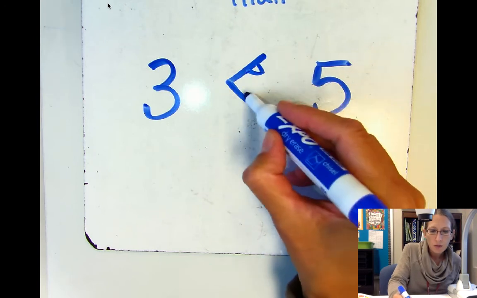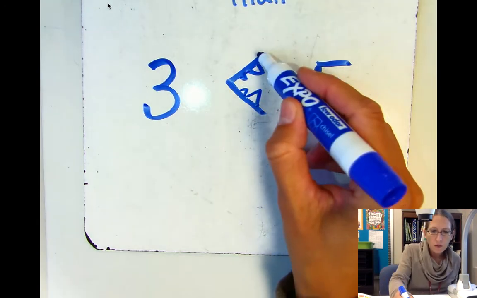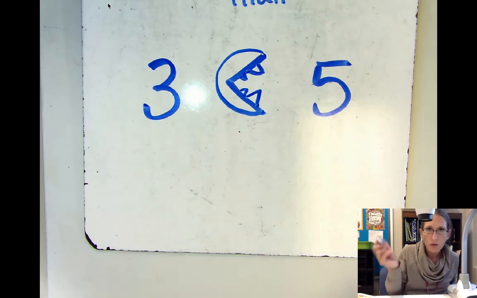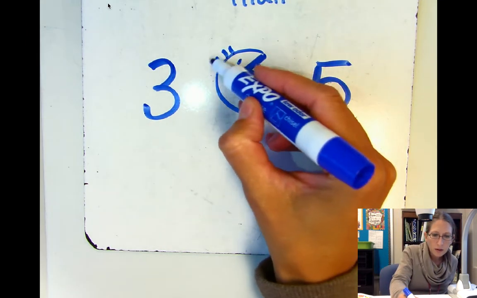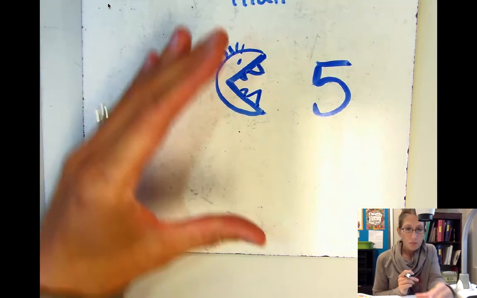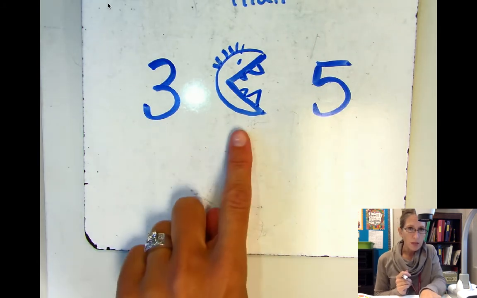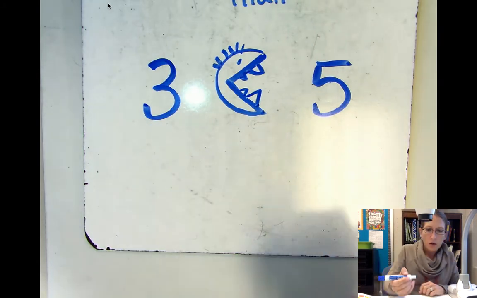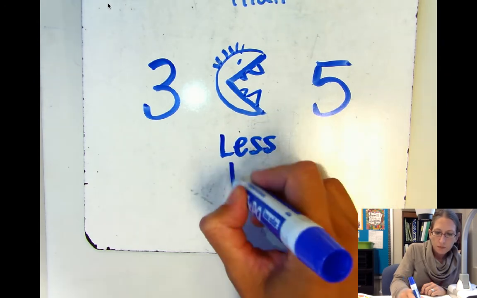So I'm going to draw my couple of teeth here. There's my creature. It still wants to eat the bigger number, and I could do my little face there if I wanted. Could even draw an eye. Could draw some hair. Okay, so the creature still wants to eat the bigger number. But now, because the 3 is on this side, this symbol is called something different. So it's facing a different direction.